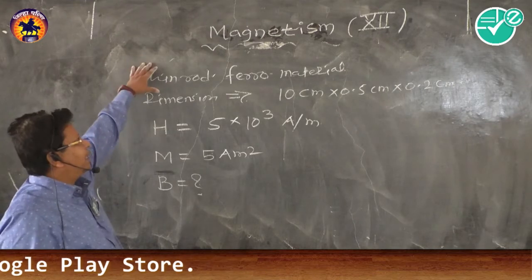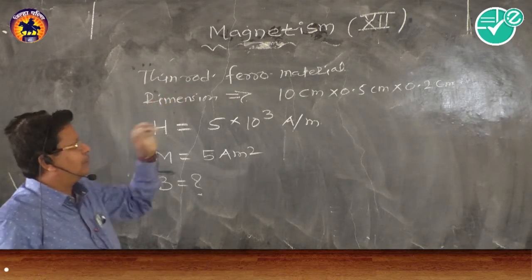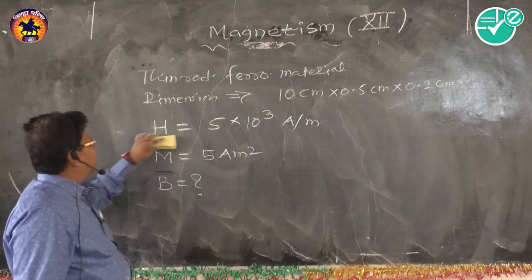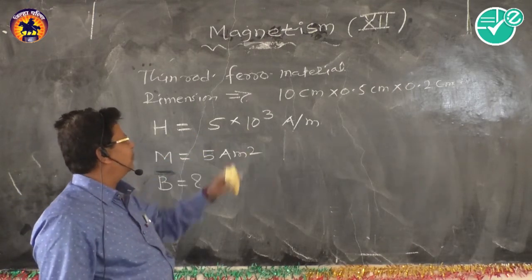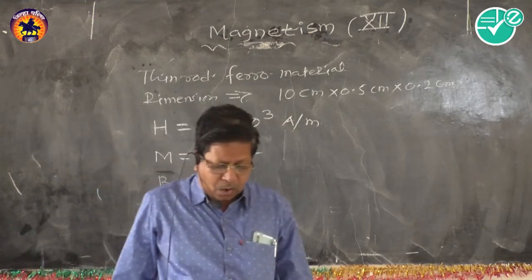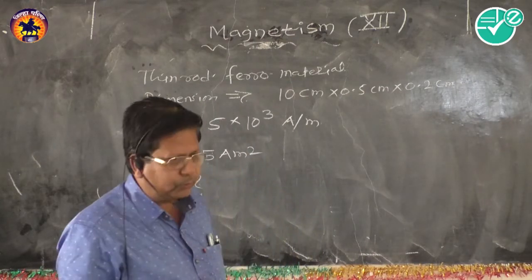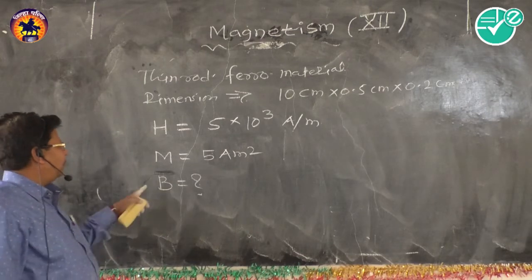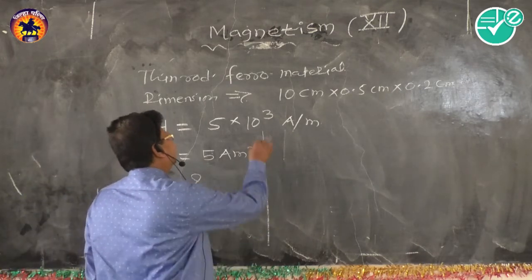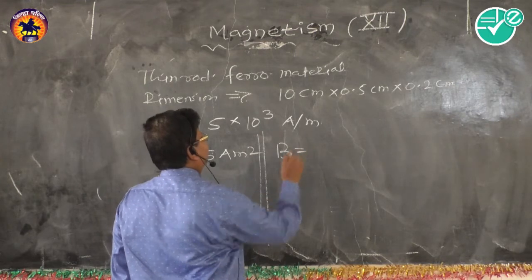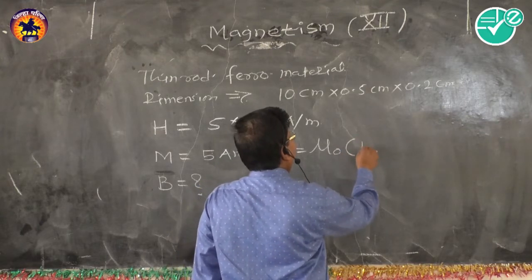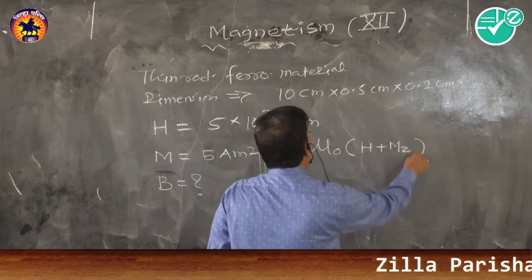So for a thin rod of ferromagnetic material having dimensions 10 cm by 0.5 cm by 0.2 cm, magnetic intensity 5 into 10 to the power 3 ampere per meter and magnetic dipole moment 5 ampere meter square, we have to calculate B. As we know, B is equal to mu 0 into bracket H plus M.